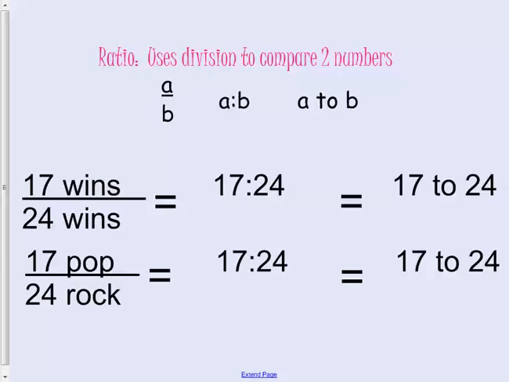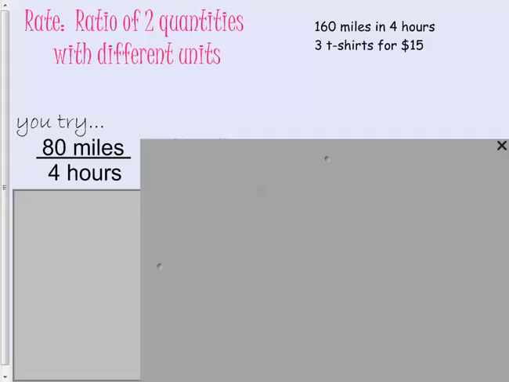But the minute that they change units, they're now considered a ratio with a little bit more to it, called a rate. So a rate is a ratio of two quantities with different units. So 60 miles in 4 hours. Notice that this and this are different units. Same with t-shirts and money.